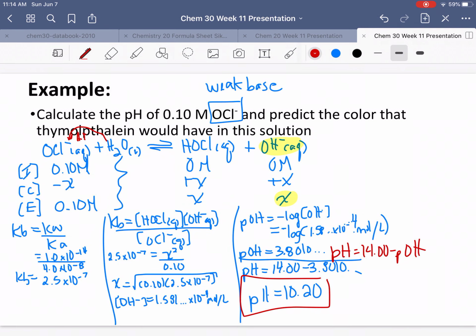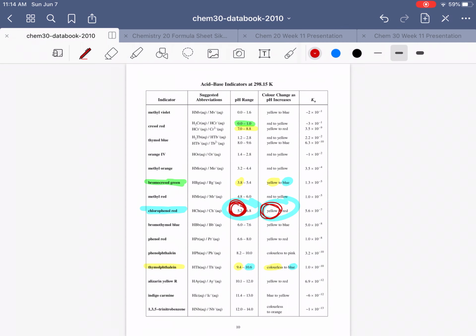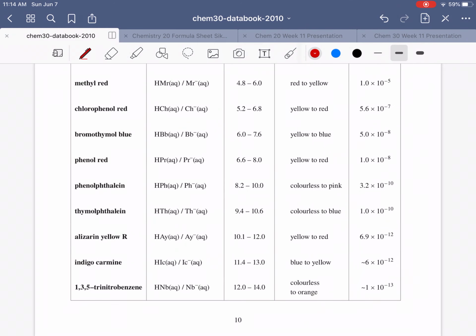Now, we're still not done. A lot of people will be like, whoa, and stop there, because yeah, it's been a fair bit of work. But you still have to analyze the thymolphthalein. So keep that pH in the back of your head, 10.20. And now let's go back to this table. Hunt for the thymolphthalein. It's down here.